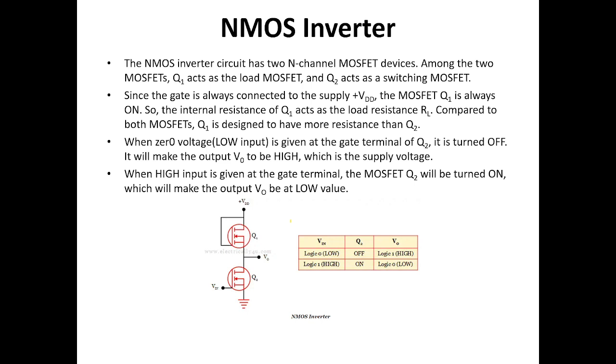When zero voltage is given at the gate terminal, Q2 is turned off, which makes the output V0 high, equal to the supply voltage. When a high input is given to the gate terminal, the MOSFET Q2 is turned on, which makes the output V0 low. We can see this clearly in the truth table also. If we give logic 0, the output is high, and for logic 1, the output is low.